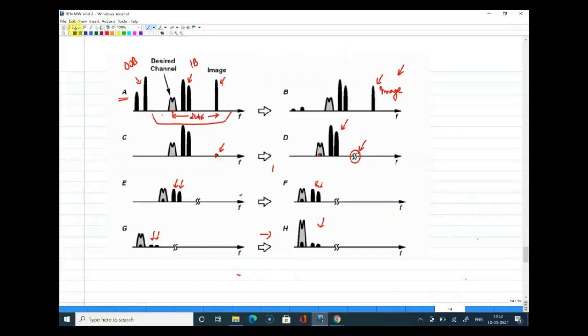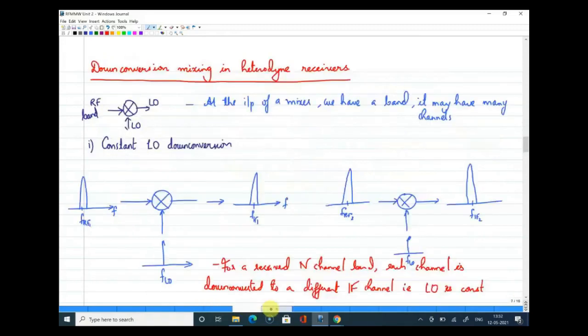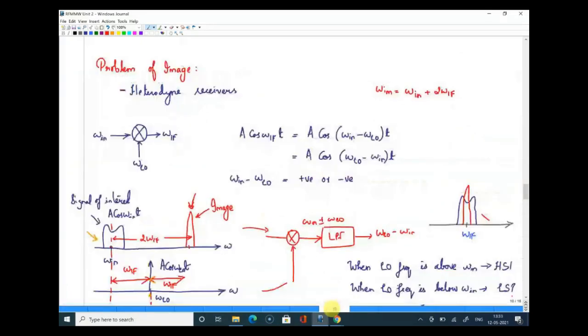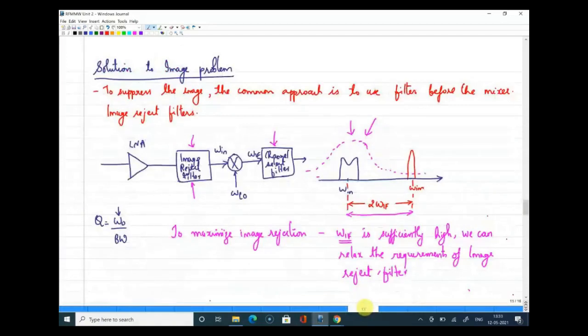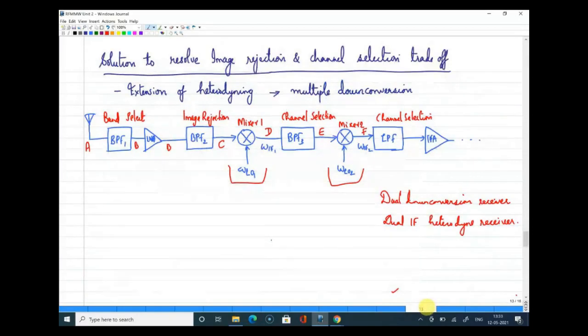All right, so this is the spectrum of the dual IF receiver, where we are setting two intermediate frequencies by two down conversions subsequently, thereby resolving the trade-off which happened before between image rejection and channel selection. All right. So with this I am winding up for today. We started with the problem of image, and we saw the first solution, then we understood the trade-off, and then later we suggested a solution for the trade-off with the dual down conversion receiver.